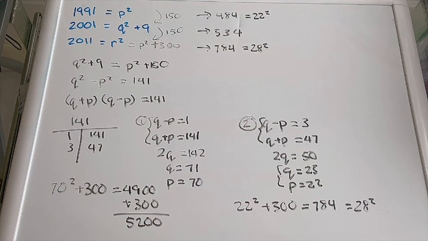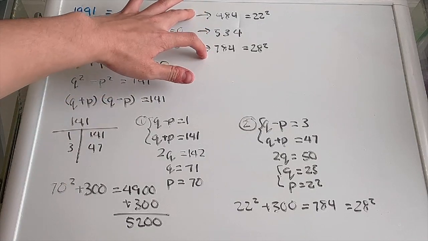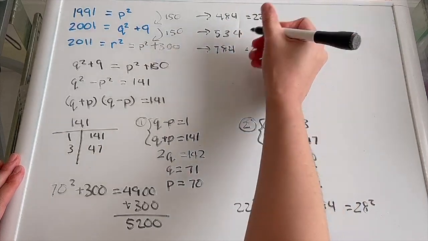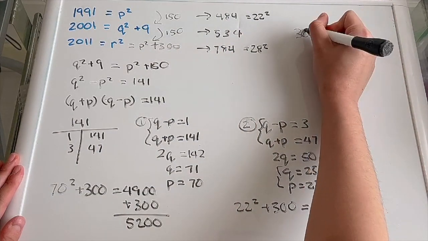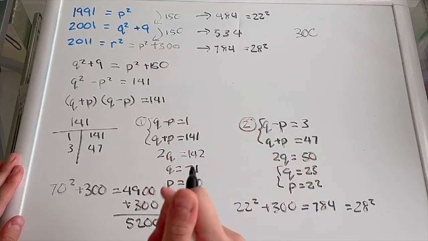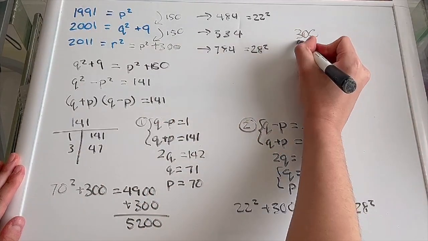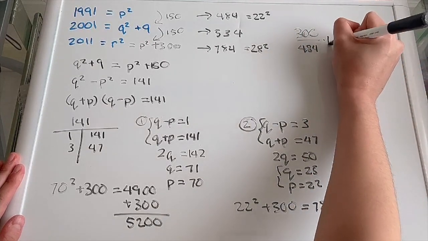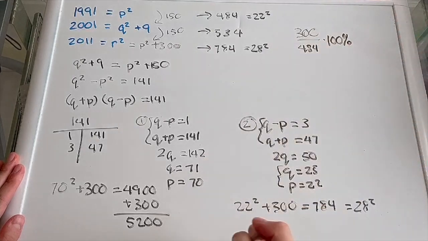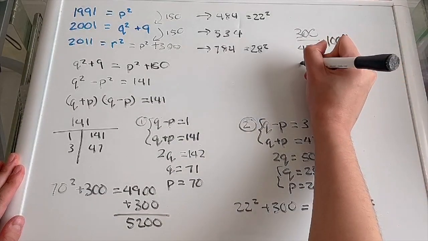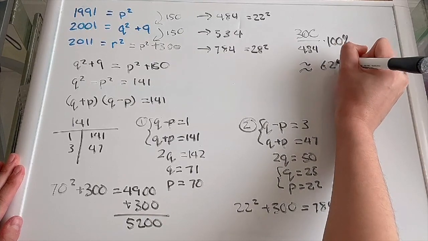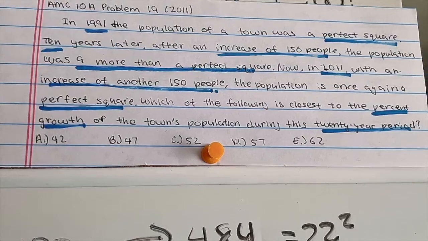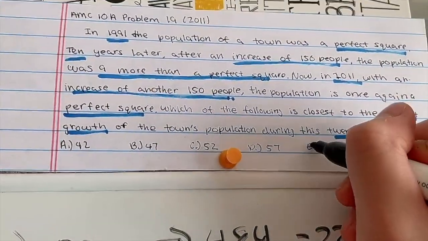Since we are trying to find the percent growth of the town's population during this 20-year period, we're trying to find the percent growth from here to here. And we know this is a 300 change. So the number increase will be 300. And to find the percent, we would put it over the initial population, which was 484. And if we times by 100%, this would get us a percent growth. And this is about 62%. So that would be our answer, which is the percent growth. Now, looking at our answers, we can see that the answer will be E, 62%.